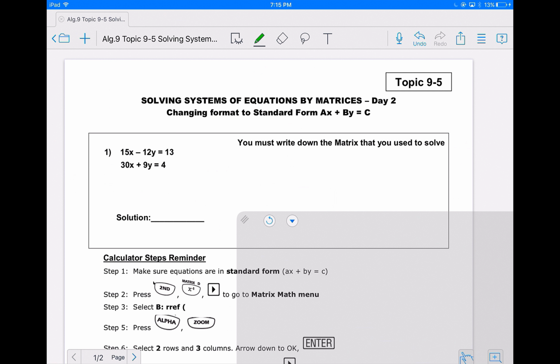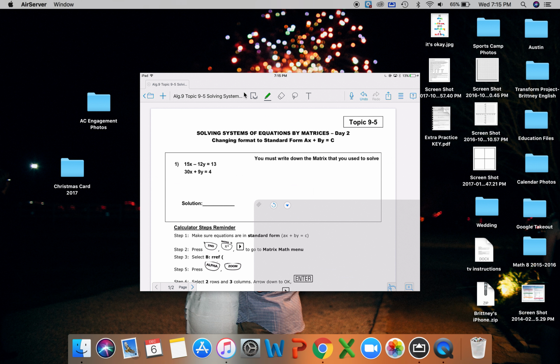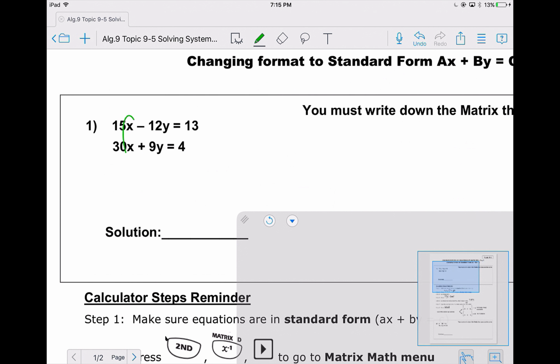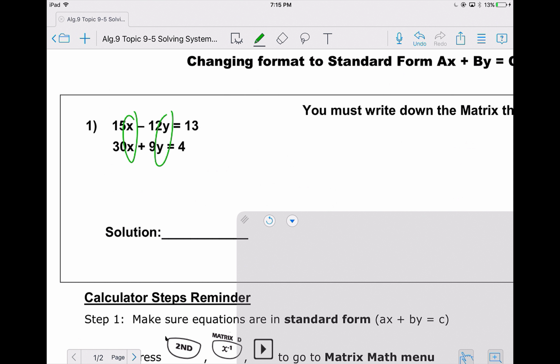This video is over notes 9.5, solving systems of equations by matrices. And this is a day where x and y are not necessarily set up for matrices. Problem 1 is a review of what we did yesterday where x's and y's are already in a line. So all we have to do is write down our matrices.